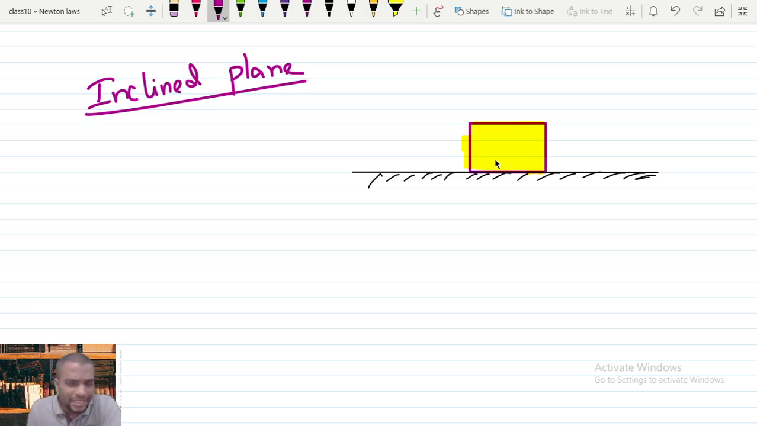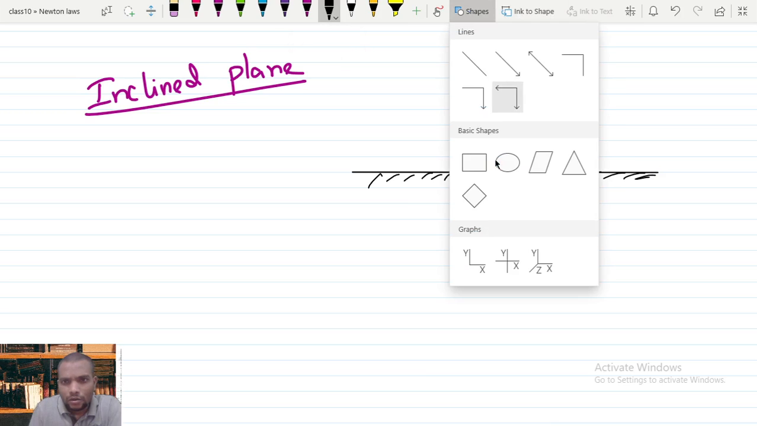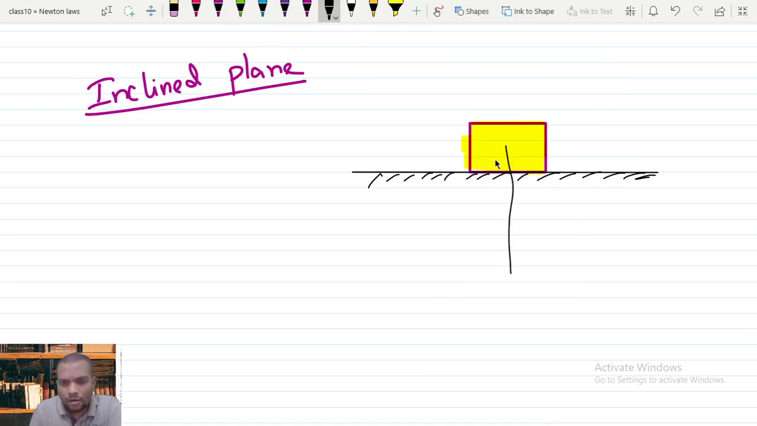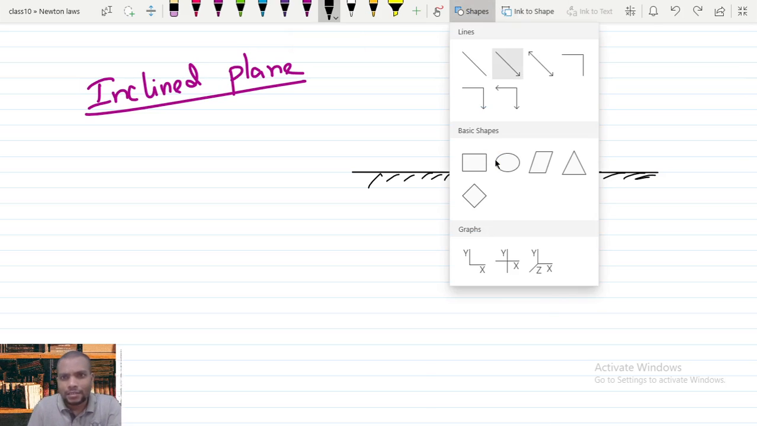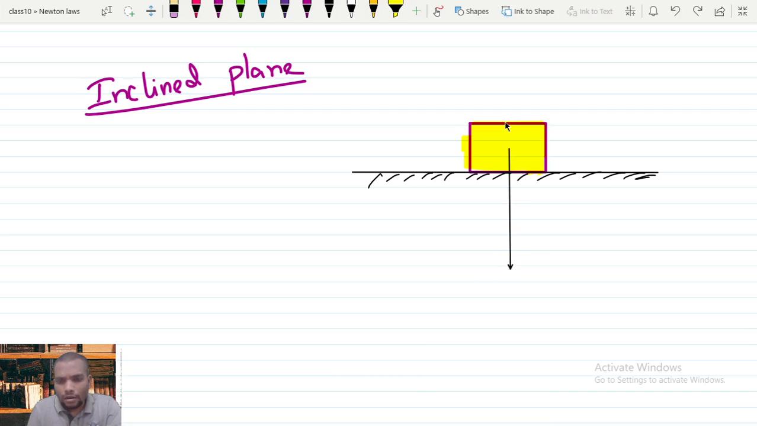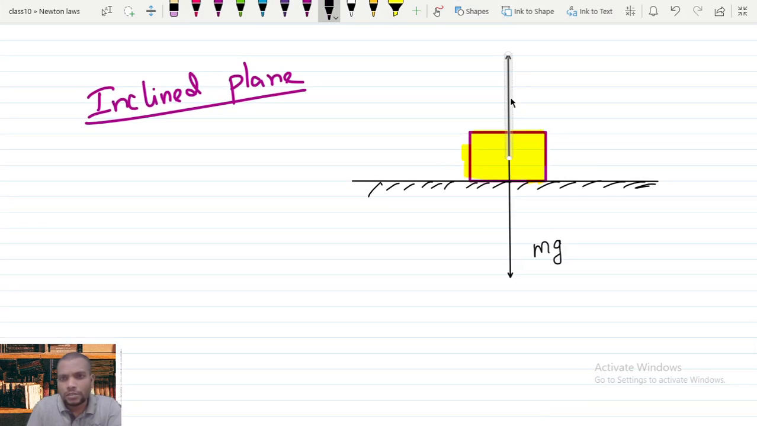So far, we discussed a simple case, that is, a block at rest on a table surface. Since it is at rest, equal forces are acting on this block, and that's the reason the block is not moving. The weight is acting downward, which is represented as mg, and there is an upward force which balances the weight. This upward force is known as the normal reaction force R. So this is a flat surface, the table is a flat surface.